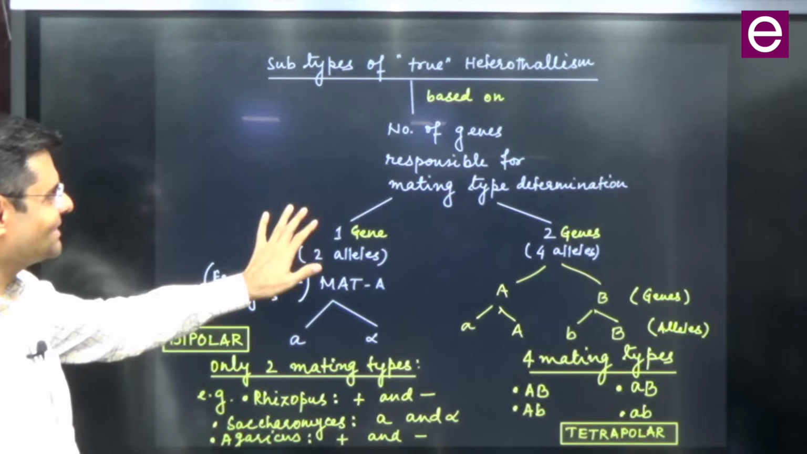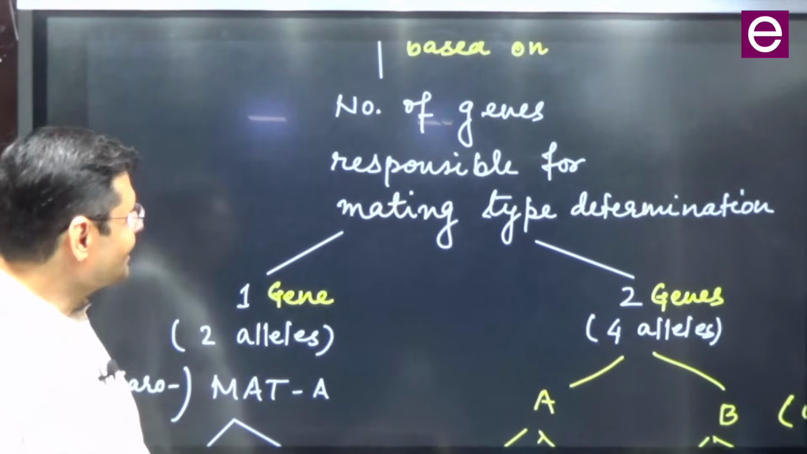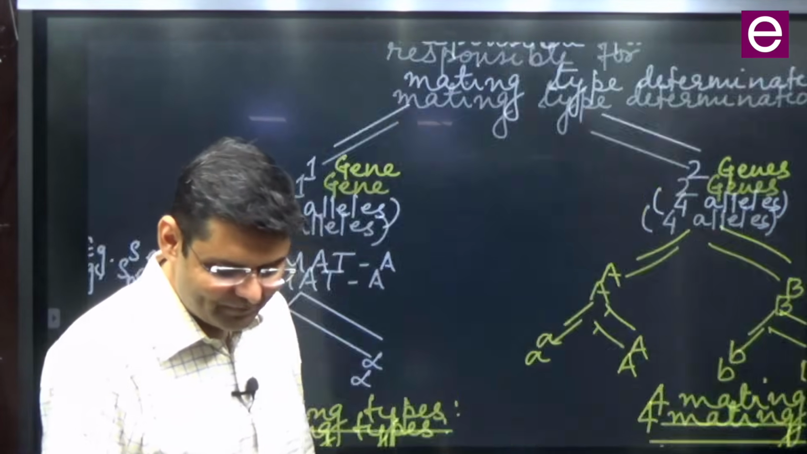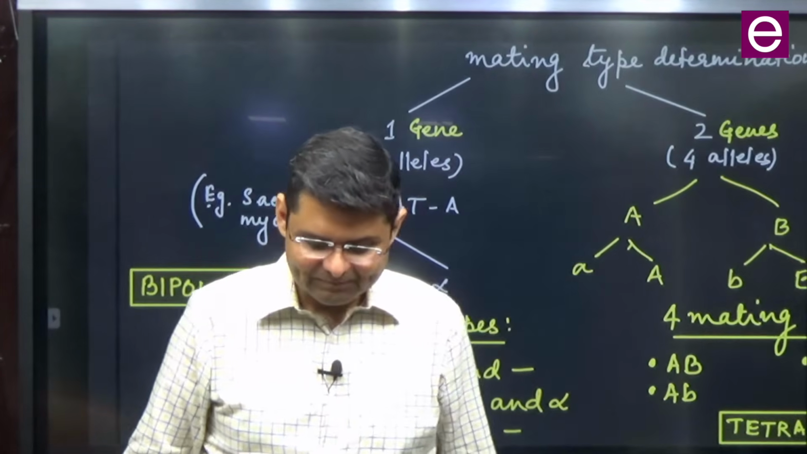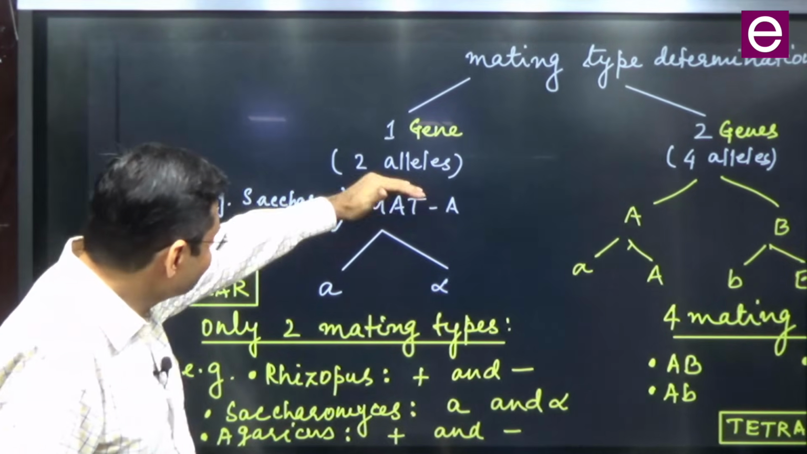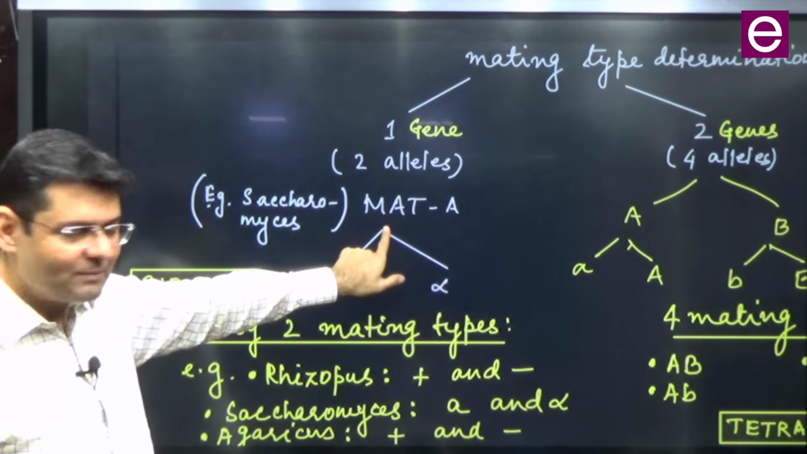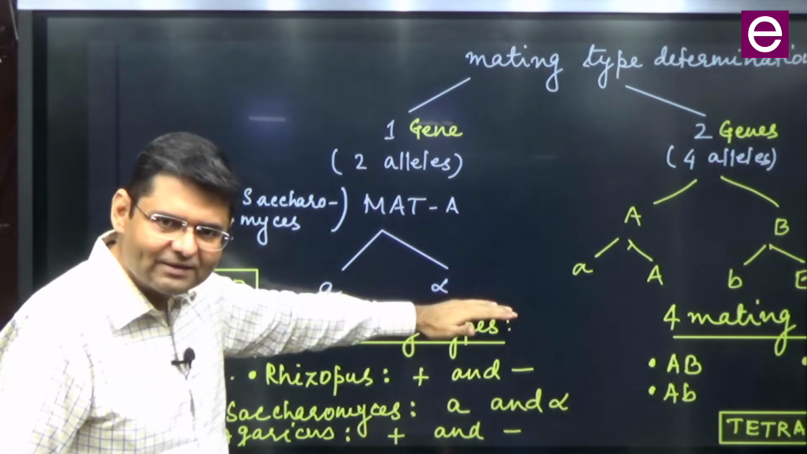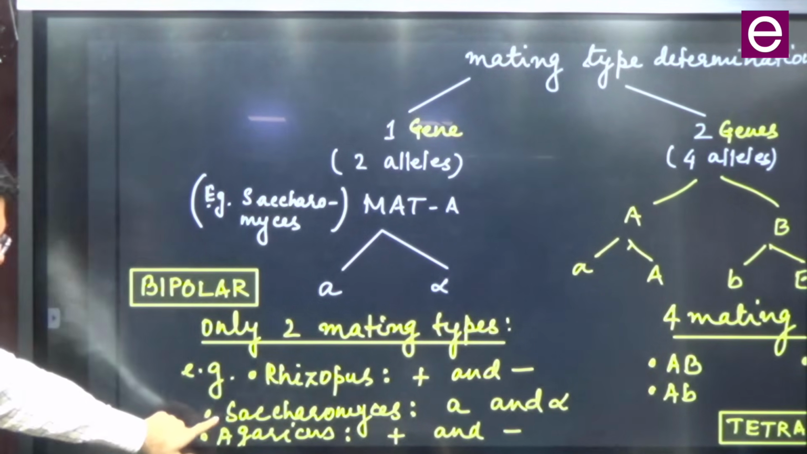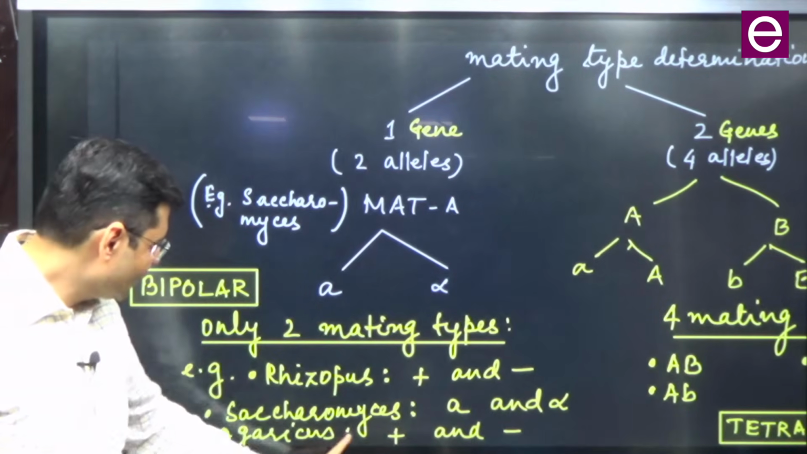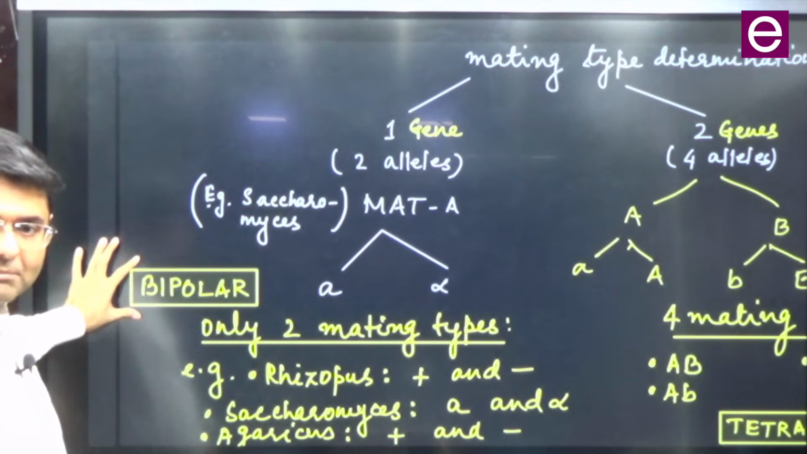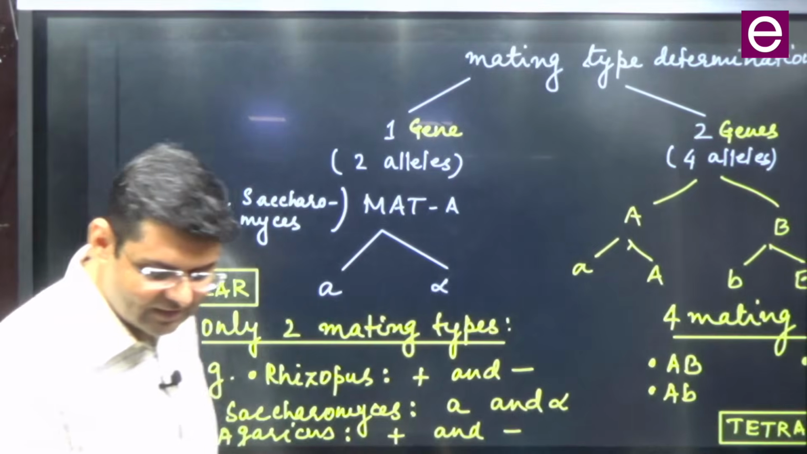Subtypes of true heterothallism based on what? Based on the number of genes which are responsible for mating type determination. So if there is one gene, okay, if there is one gene that is having two alleles, like in Saccharomyces, MAT A, so A and alpha, agreed? So only two mating types, Rhizopus plus and minus, Saccharomyces A and alpha, Agaricus plus and minus. So in such cases, what we will call it? Bipolar, something that we had studied earlier.